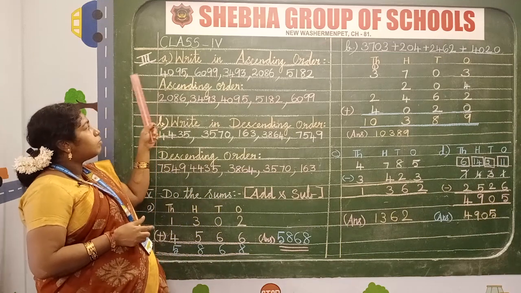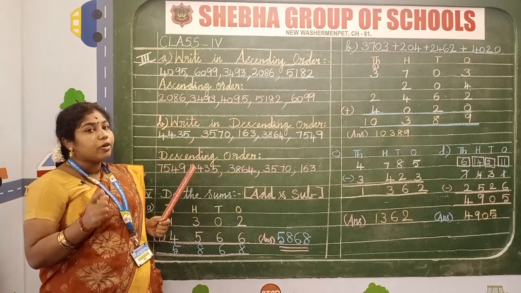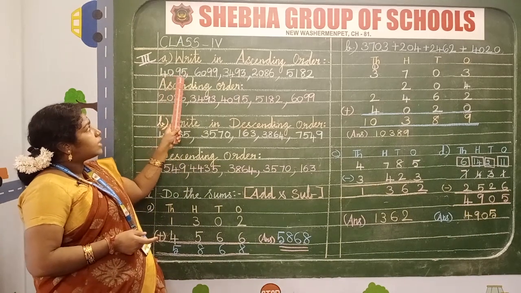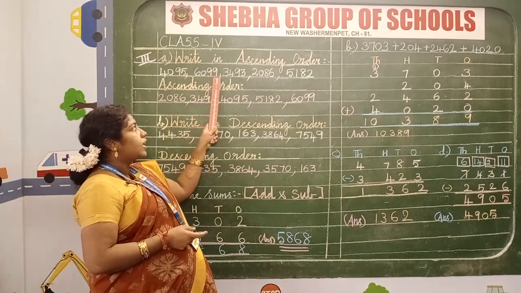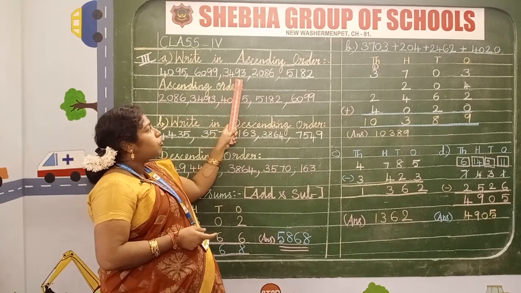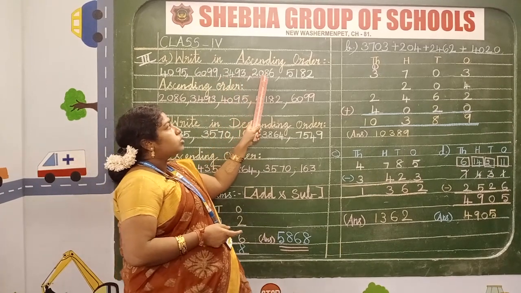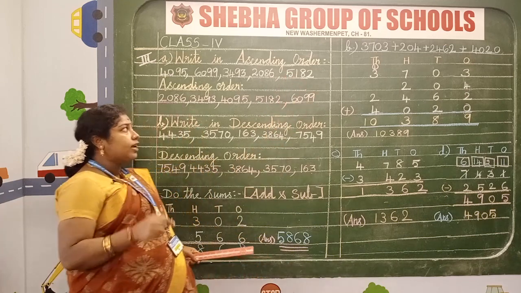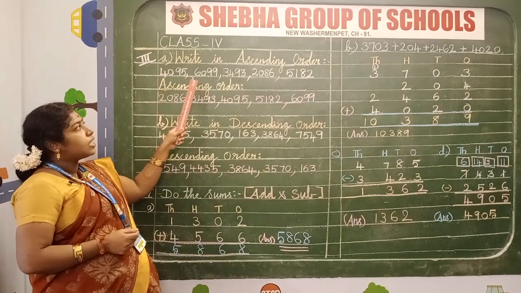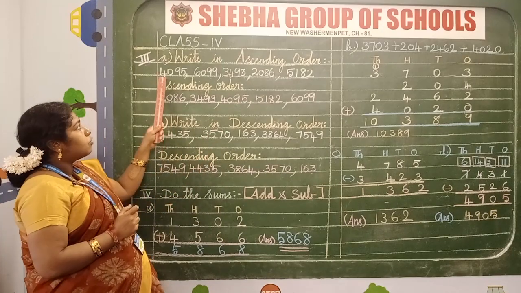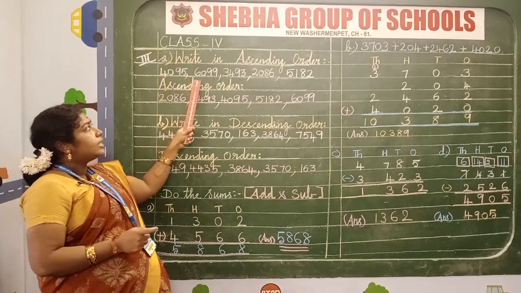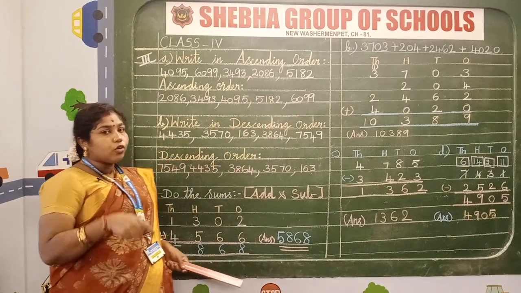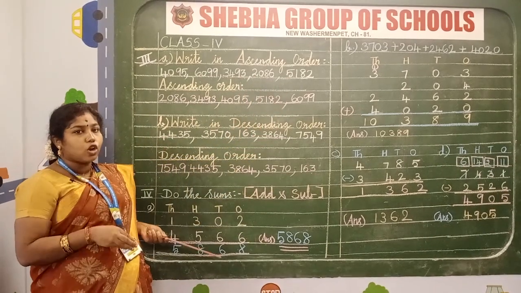So first observe the numbers, children. You should be very careful while writing the numbers. So 4095, 6099, 3493, 2086, 5182. I give you a small hint here. You can see the first number of the set of numbers. So the first number here is 4, here 6, here 3, here 2 and here 5. Now you can arrange these numbers from smaller to greater.